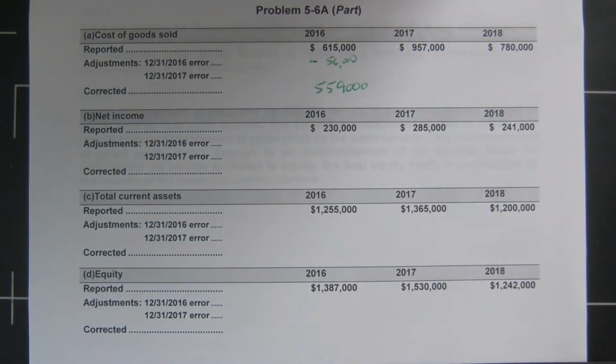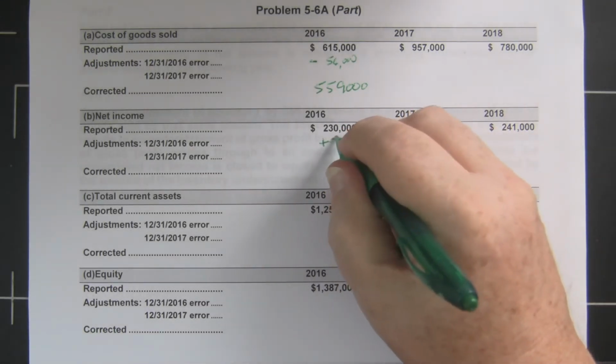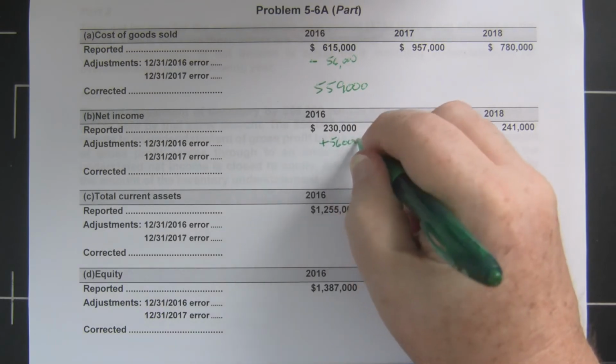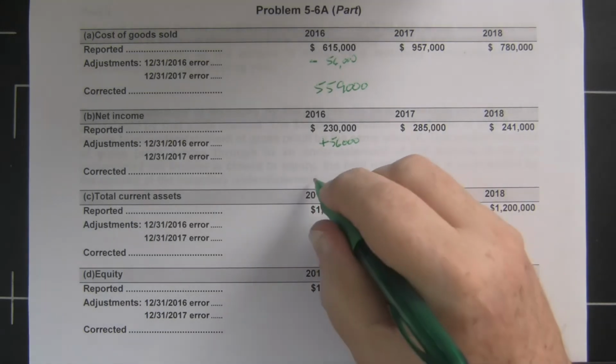And let's stay with 2016. So we're dealing with the same 56 grand. Now, the net income was understated because inventory and income travel in the same direction. So we have to add that $56,000 to income, because again, remember, income and inventory travel in the same direction.